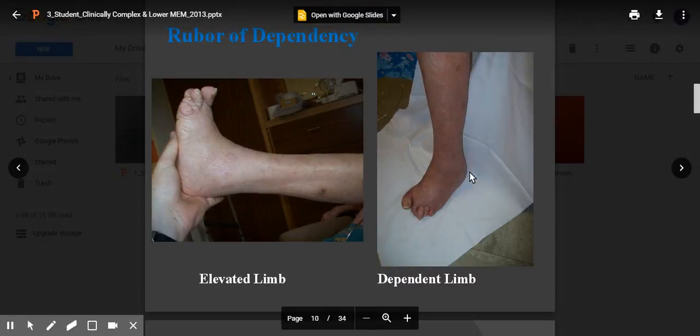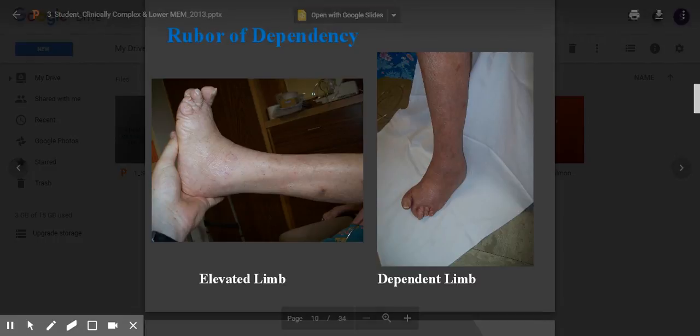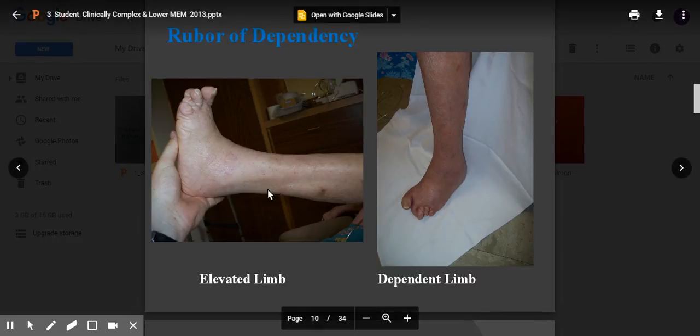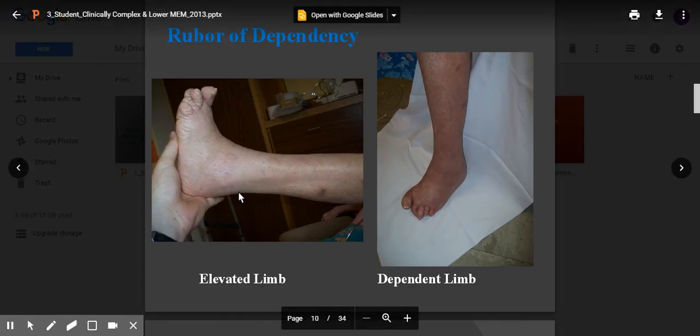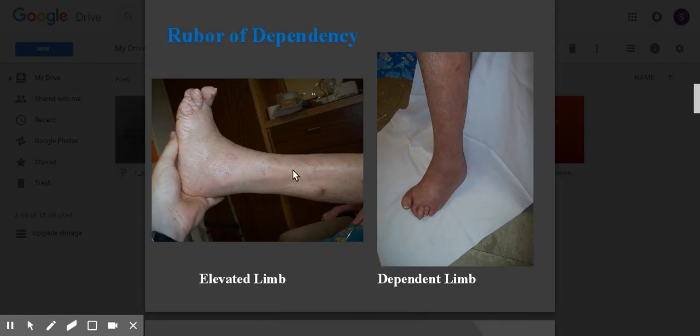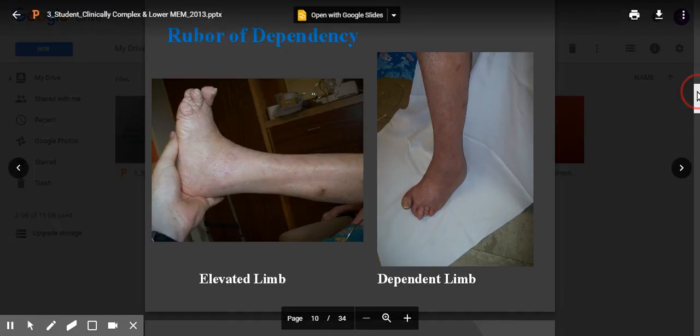Hopefully you're able to see this in the presentation. My slides, hopefully in class, will reflect it as well. But this is the same person's limb in a dependent position and in an elevated position. Rubor of dependency: seeing the blanching of the tissue in that elevated position, and then seeing that redness appearing in the dependent position.